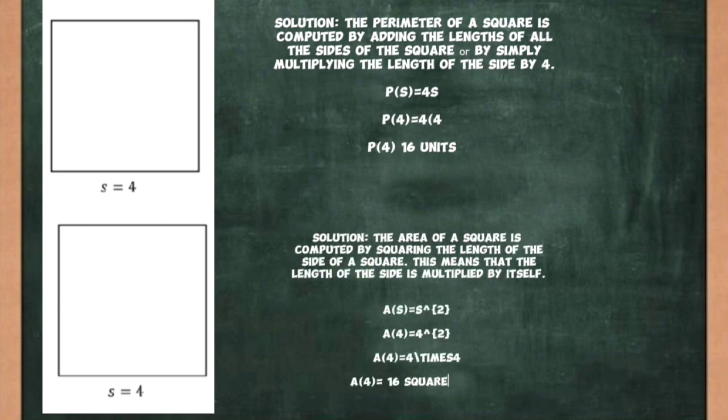The area of a square is computed by squaring the length of its side. This means that the length of the side is multiplied by itself. The formula of the area is A of S equals S squared. So the value of S is 4. So A of 4 equals 4 squared. So 4 squared is 16. So the answer is 16 square units.